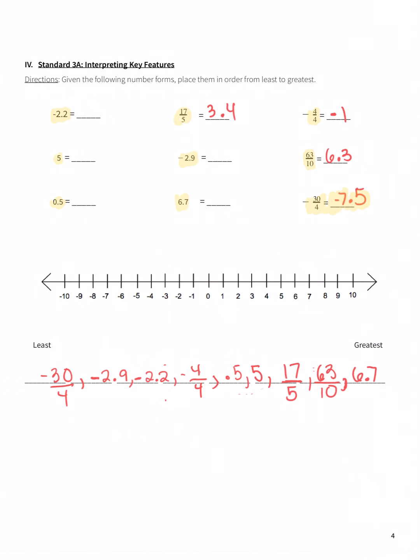All right, hopefully you did these on your own. I did not use the number line, but they are still in order from least to greatest, and this is the part you should be checking right now. So you have negative 30/4, negative 2.9, negative 2.2, negative 4/4, negative 0.5, 5, 17/5, 63/10, and 6.7.